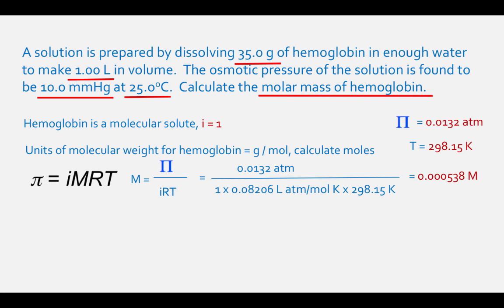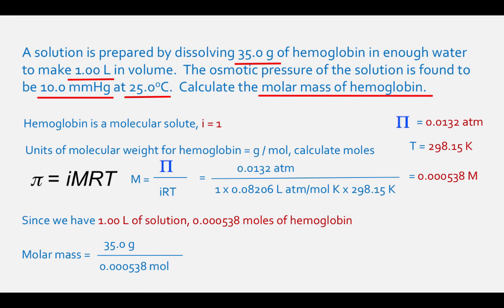Since we have 1.00 liter of solution, this means we have 0.000538 moles of hemoglobin. So our molar mass is 35.0 grams divided by 0.000538 moles, which equals 65,056 grams per mole, or 6.51 times 10 to the fourth grams per mole.